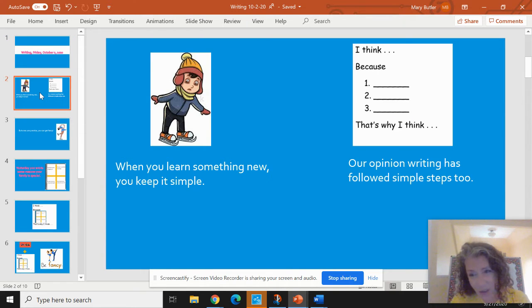When you learn something new, you try and keep it simple. Think back to when you were maybe first learning to ice skate or ride a bike. You were very careful and you didn't use any fancy moves. The same thing is true about our opinion writing. When we first started writing our opinions a week or two ago, we kept it pretty simple. We followed the steps: I think or I believe. Then we said because and we gave reasons, and then we ended with our opinion again. That's why I think, or that's why I believe.